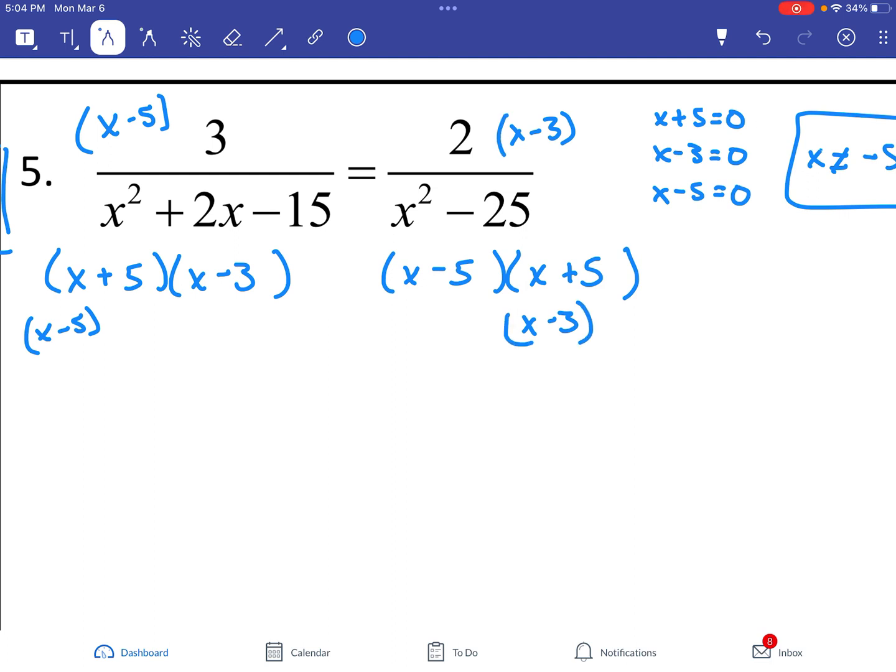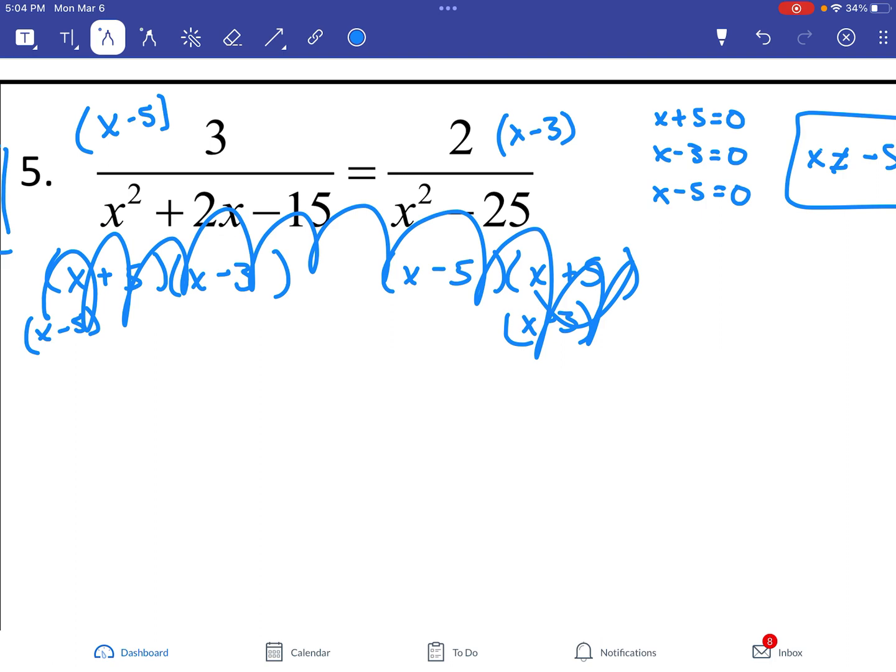Okay. Now both denominators have the three terms that are the same. Each one has an x minus 5, each one has an x plus 5, and each one has an x minus 3. Because of that, we can now get rid of our denominators entirely and focus on the top.